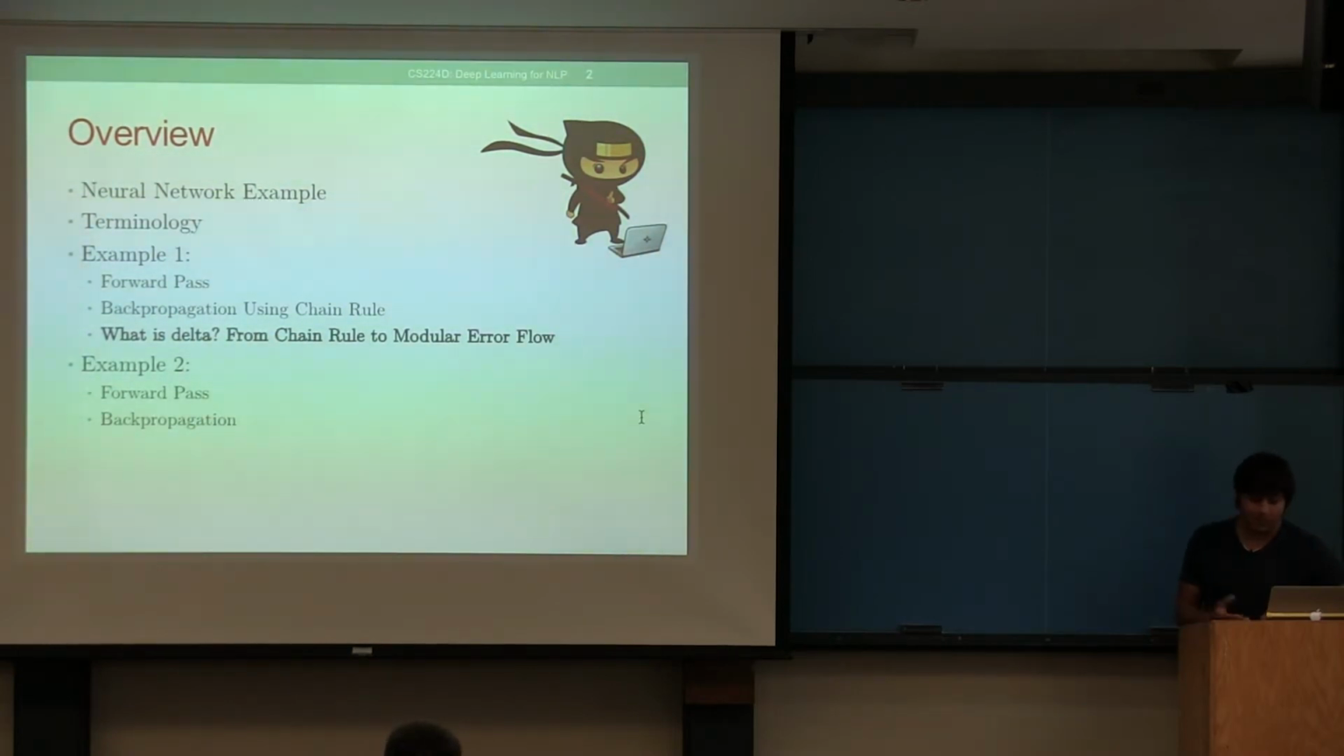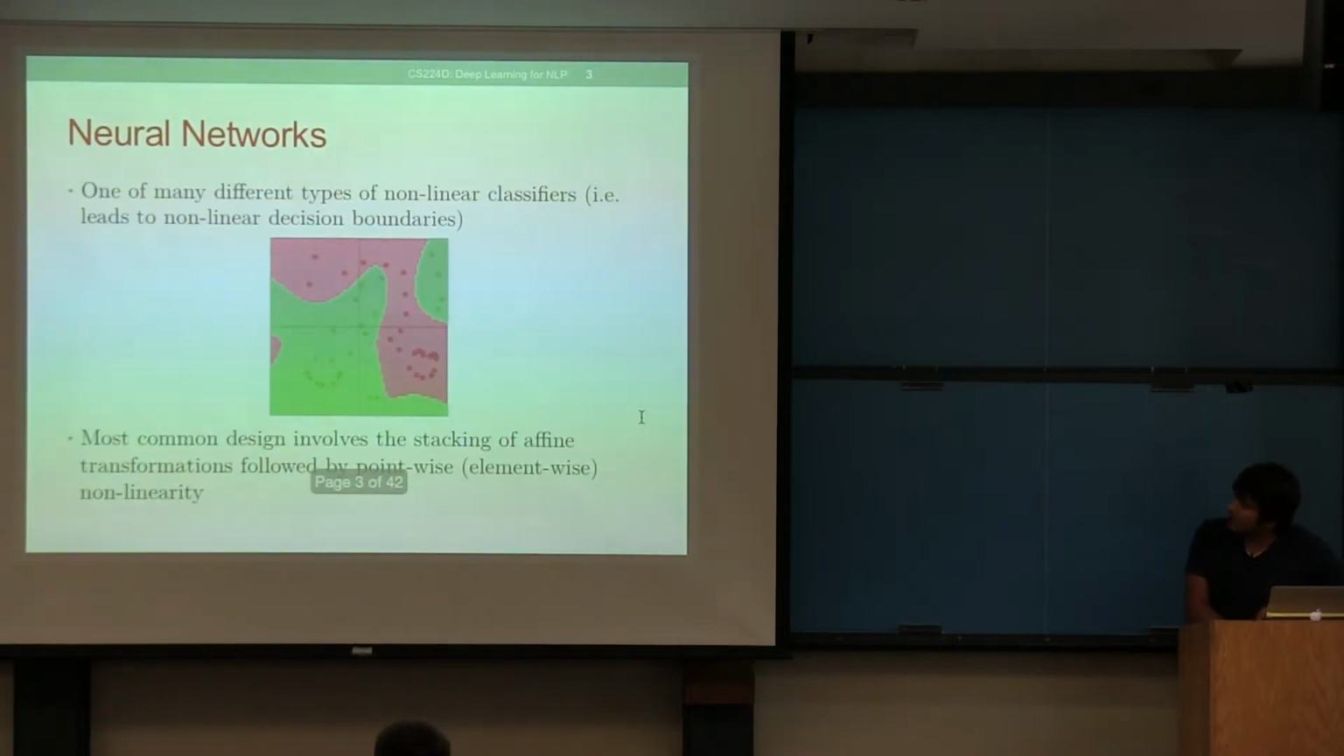and apply chain rule, well, based off of that. All right. So neural networks are one of many different types of nonlinear classifiers, and by that I only mean that the decision boundaries that are formed are nonlinear. So they're actually really powerful.